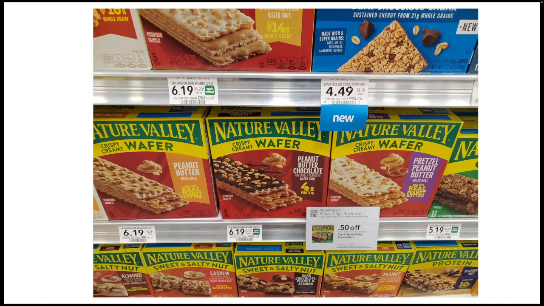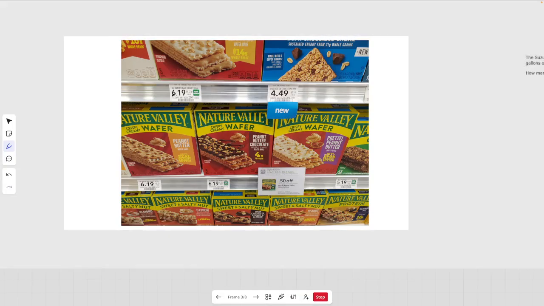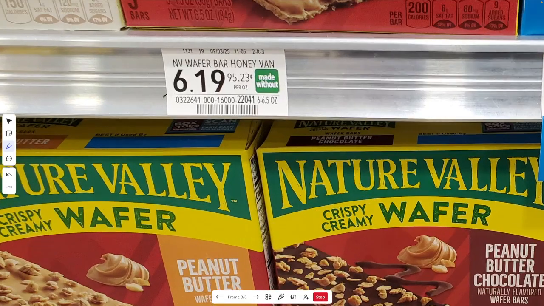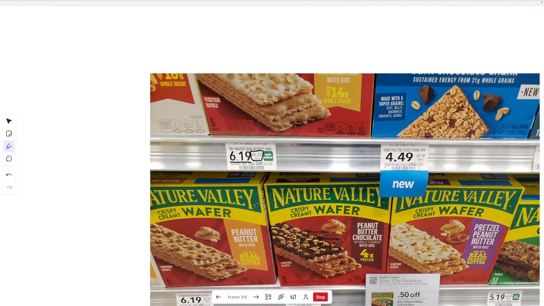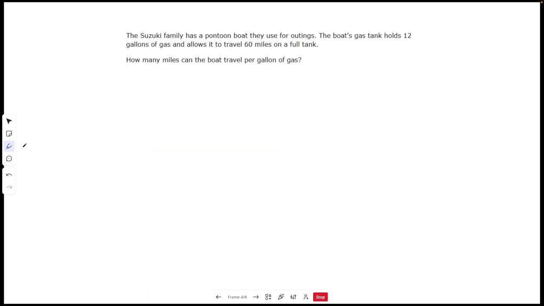And the last one here, I took this picture while I was shopping. I like granola bars. If you look really closely, we're going to zoom in a little bit here, here's the overall price, but this little number on the right, 95.23 per ounce, is a unit rate. We'll talk about what this means in a second, but it is super handy for when you're calculating what might be the better buy overall. Unit rates can help.